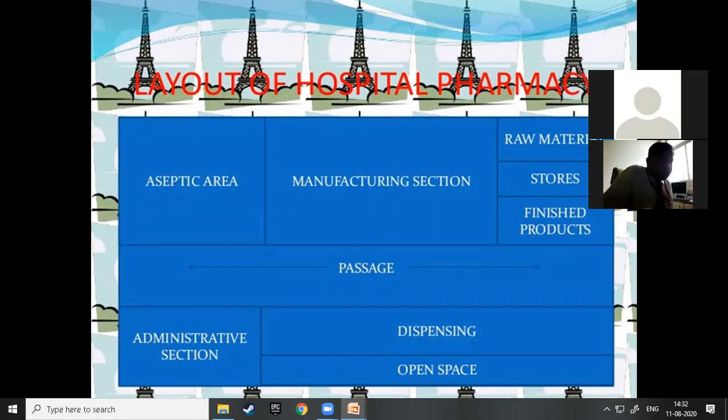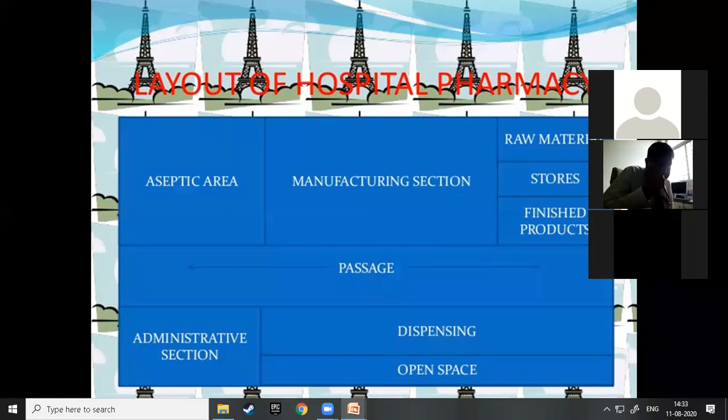Dear students, has anyone visited Kasturba Hospital? Please tell me. Kasturba Hospital, Bhopal, BHEL. Yes, sir, visited. And have you seen that the pharmacy department is built like this only? Yes, sir. Open space is there, dispensing area is there, in between a passage is there, and the administrative section and aseptic area. Yes, sir, the entire pharmacy department is built like this only.